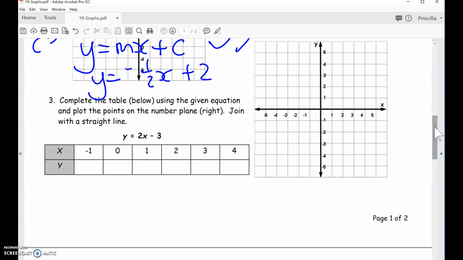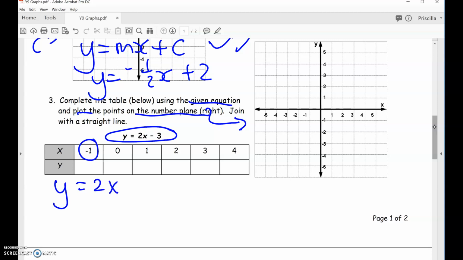Okay, so number 3, complete the table below using the given equation. So that's an equation. It's got an equal sign. And plot the points on the number line to the right. Join them in a straight line. So here, y equals 2x minus 3. So for this one, y equals 2 times -1 minus 3. So that's going to be -2 minus 3. So that's going to be -5.